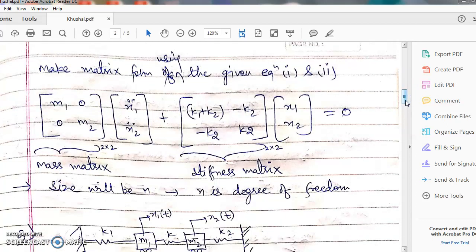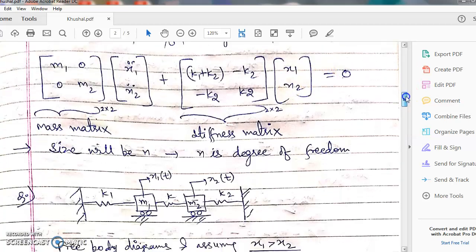Now these 2 equations we are trying to put in matrix form. Okay. So I have already made this matrix form. If we multiply this by this, m1 x1 double dot plus k1 plus k2 x1 minus k2 x2 is equal to 0. This is equation 1. For equation 2, m2 x2 double dot plus minus k2 x1 plus k2 x2. This is equation 2. Okay. So this is the matrix form of the equation.